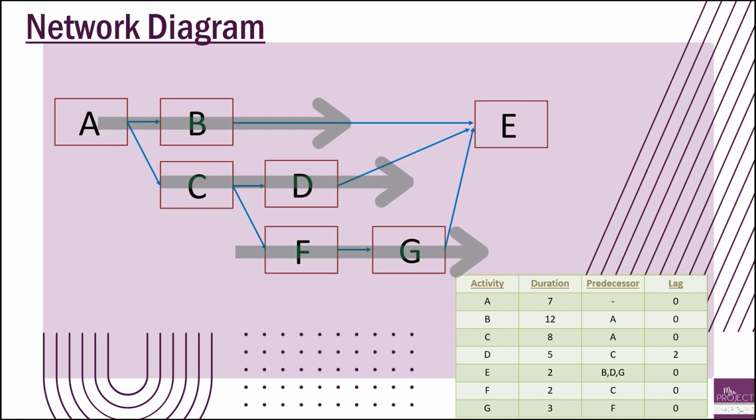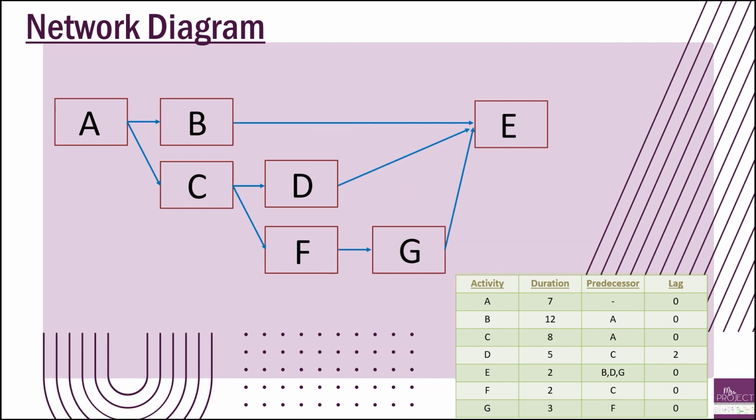So now we're going to find out which is the longest unbroken path. But to do this, we're going to add the durations of each task on here. Because right now you would think that A, C, F, G, E is the longest path just by looking at it. But now we need to add the durations. So we have 7 for A, 12 for B, 8 for C, 5 for D, but there's a 2-day lag in there, 2 for E, 2 for F, and 3 for G.